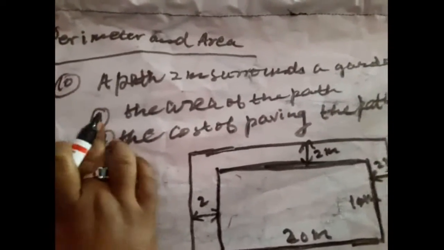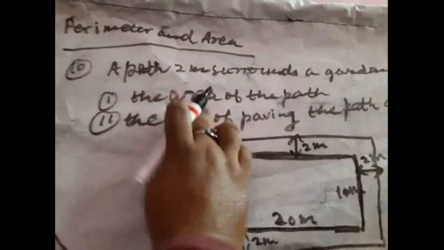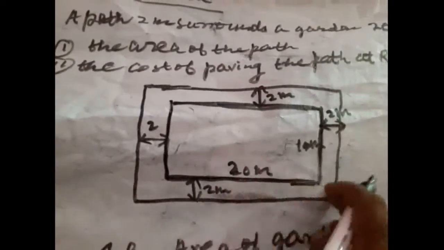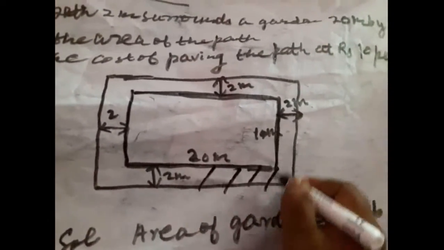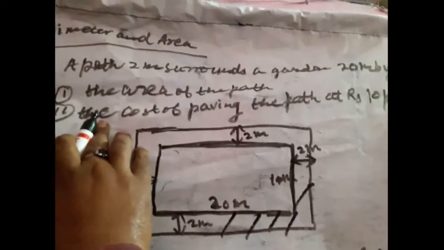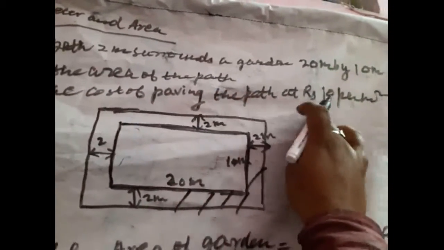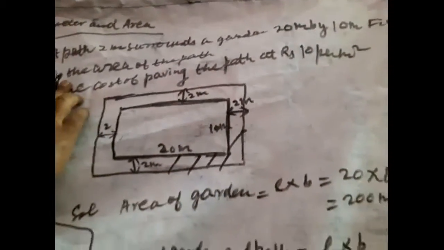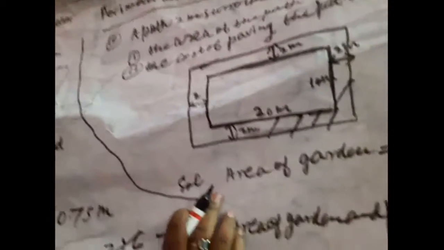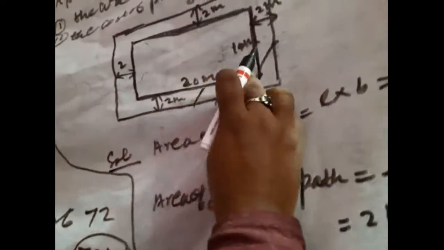So first question, in the first part you have to find the area of the path. We have to find the area of this path. And second, the cost of paving the path at ₹10 per meter square. So first of all we find the area of the path. Solution. Area of garden, this is our garden, length 20 and breadth 10.